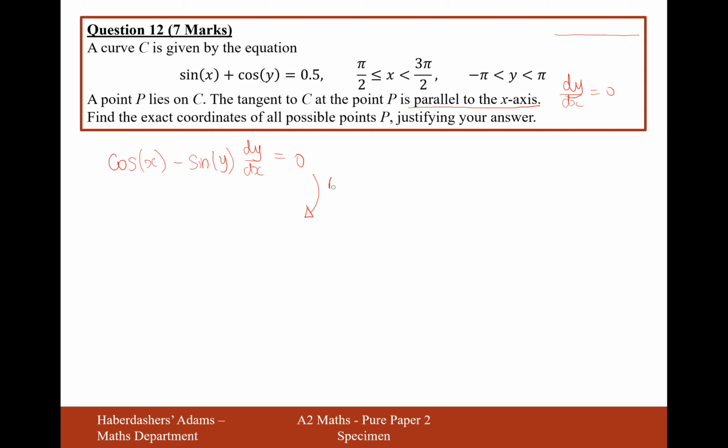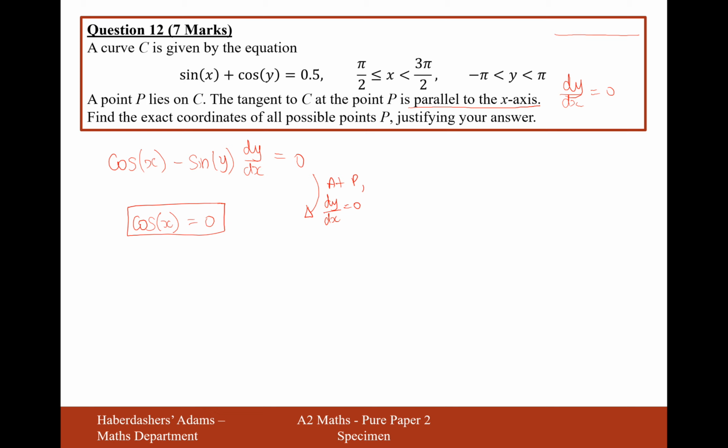Now I know that at coordinate P, dy by dx is equal to 0 because the tangent is a flat line, the gradient is 0, so therefore the rate of change of the y coordinates is equal to 0. So I'm going to replace dy by dx with 0. Sin y will now multiply with a 0, so I'm just left with cos x minus 0 effectively equals 0. So now my equation is super straightforward.